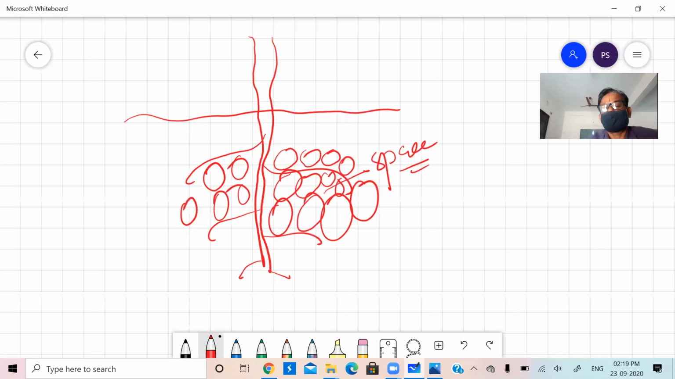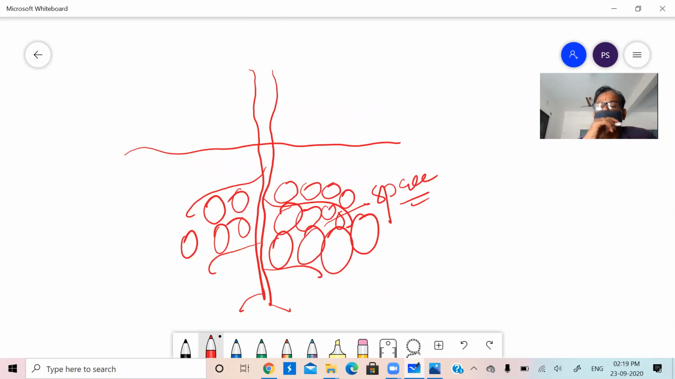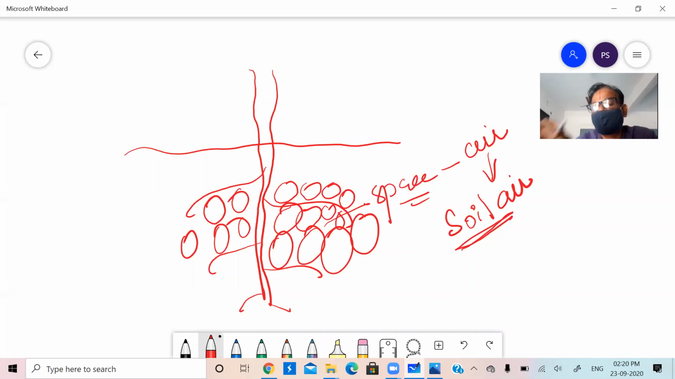The space between the soil particles contains air. This air is called soil air. The composition of this air is similar to that of atmospheric air. So oxygen is there, carbon dioxide is there. Those are utilized by the cells of the roots for respiratory purposes.